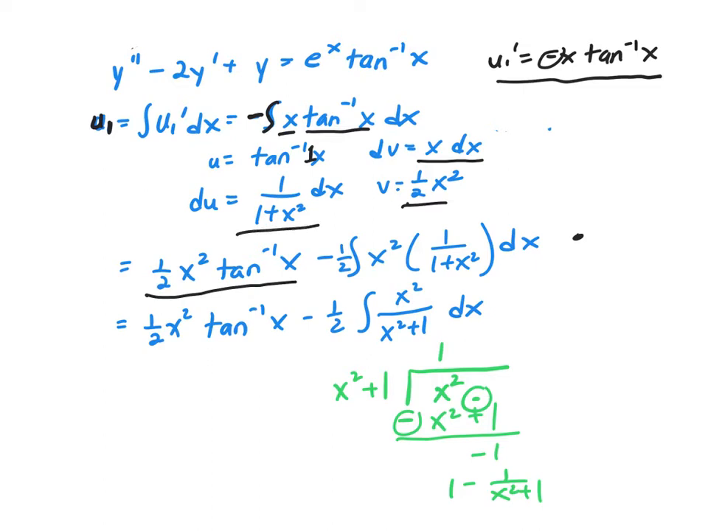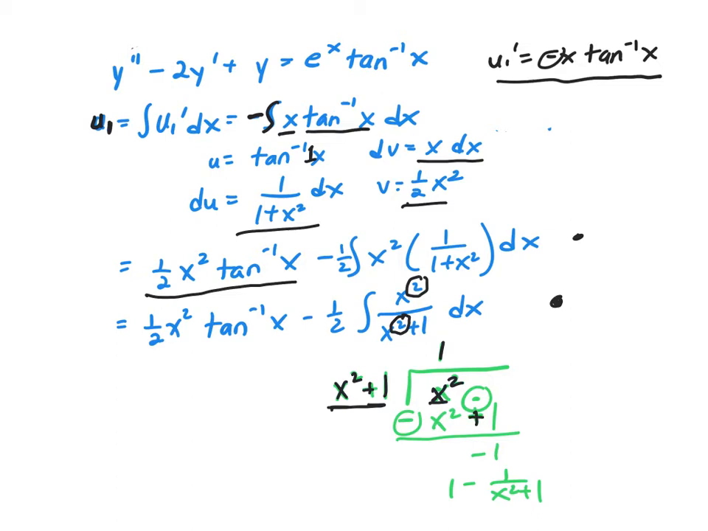I pull my 1/2 out, and I'm left with the integral of x squared over x squared plus 1. All right, well, your degree is the same in the numerator and denominator, and we know it has to be less in the numerator, so I have to do long division. I've got x squared divided by x squared plus 1. What do I need to multiply x squared by to give me an x squared, and that's 1. Take the 1 times both of these, and you get x squared plus 1, and then you need to subtract.